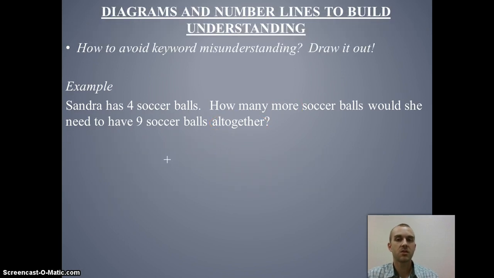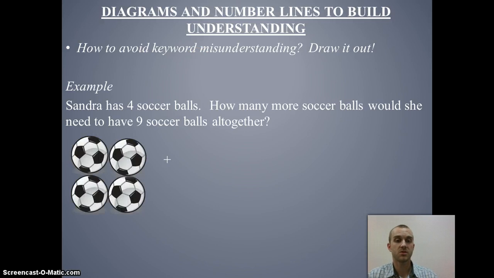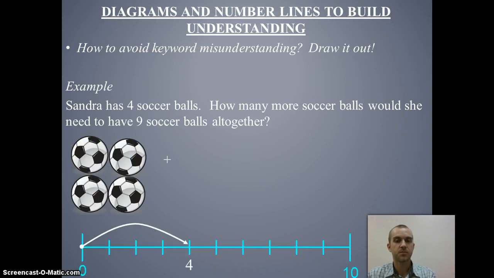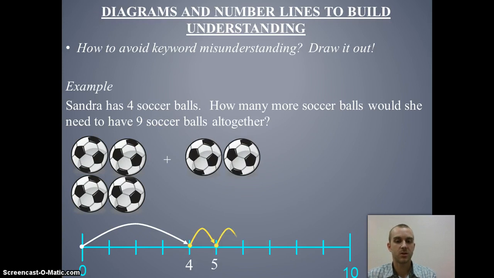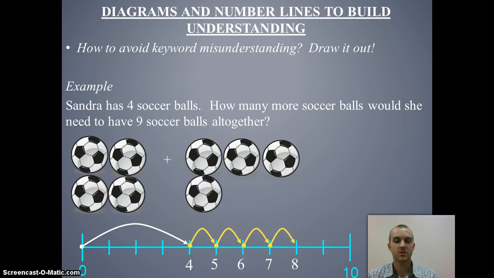Now one way we can deal with this is to draw it out, either with diagrams or number lines. So say we have the same problem. What we know is we started with 4 balls, and we can represent that on a number line as well. And we want to know that in the end we want 9 soccer balls. So that would take us to 5 balls, 6 balls, 7 balls, 8 balls, 9 balls.